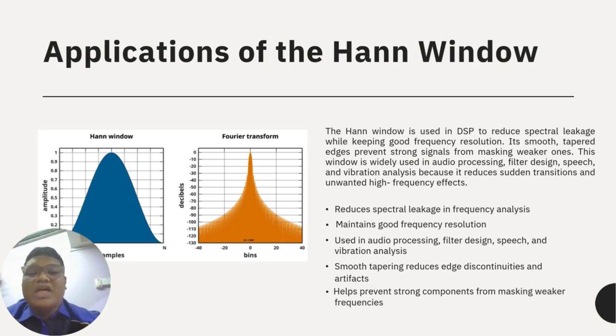Application of the Hann window. The Hann window is commonly used in digital signal processing to reduce spectral leakage while still maintaining good frequency resolution. It's very smooth. The tapered edges help reduce sudden transitions at the signal boundaries, which minimizes unwanted high frequency effects and artifacts. Because of this, the strong frequency components are less likely to mask the much weaker ones, making the frequency analysis more accurate. That's why the Hann window is widely used in applications such as audio processing, filter design, speech analysis, and vibration analysis.